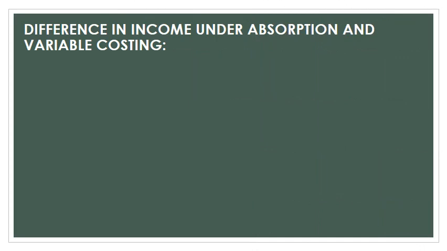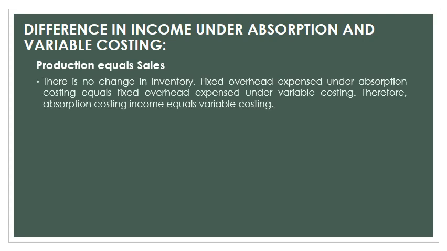The difference in income under absorption and variable costing. So, bakit daw ba nagkakaroon ng difference dun sa income ng dalawang methods ng pagkuha ng cost ng isang product? So, ang dahilan daw ay sa pagkakaiba or pagkakaparehas ng production at ng sales. So, if the production is equal to sales, there's no change in inventory.